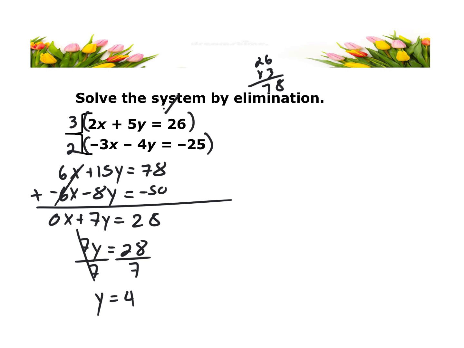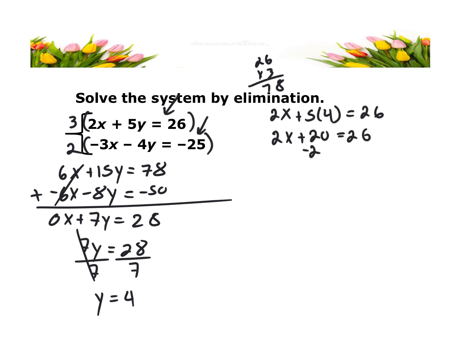Now I'm going to go ahead and plug them into either equation. Doesn't matter which one as long as it's the original. So I'm going to plug it into the first one just because it's on top. So 2x plus 5 times 4 equals 26. So we're left with 2x plus 20 is equal to 26.